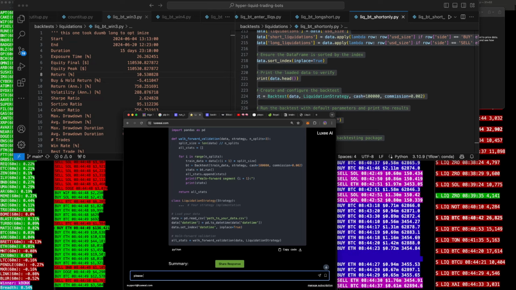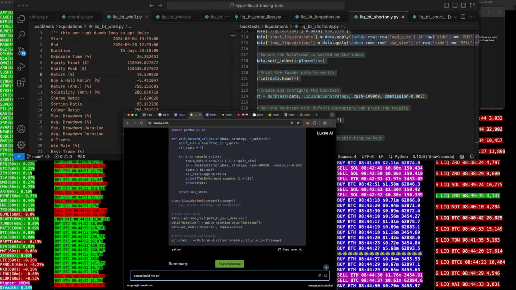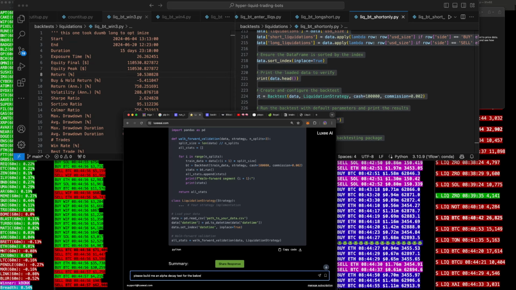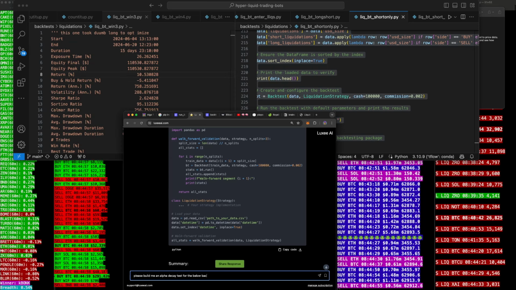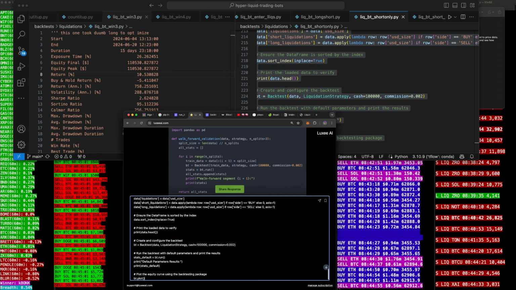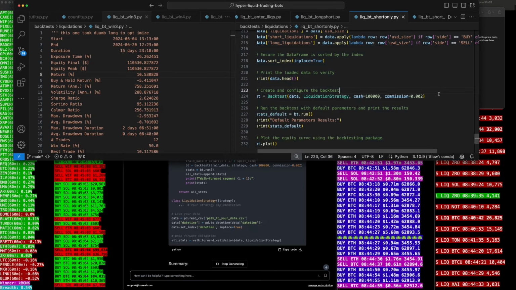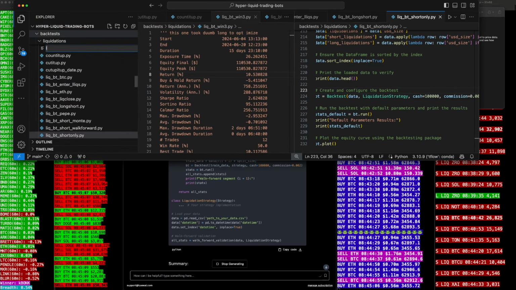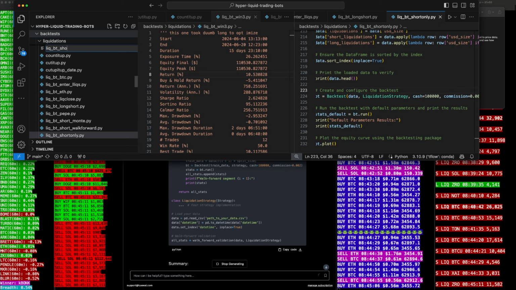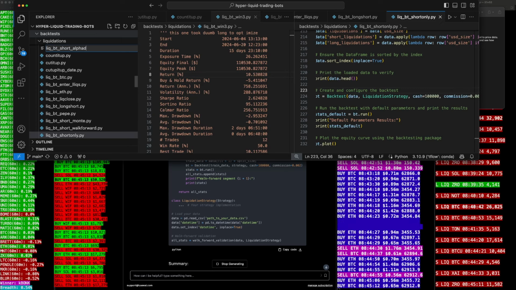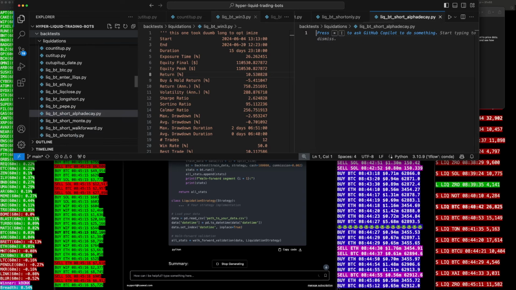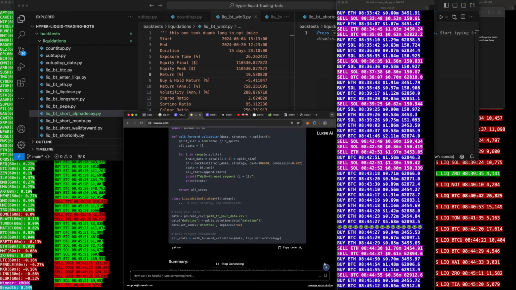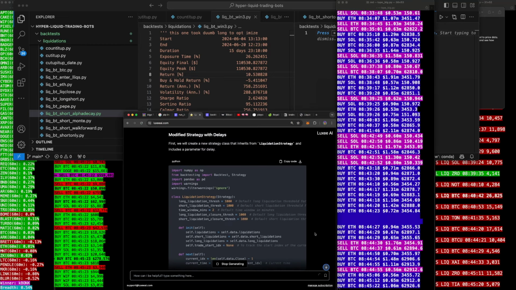Please build me an alpha decay test for the below backtest. So this would be liq_bt_short_alpha_dk.py. All right, so it's building it for me.